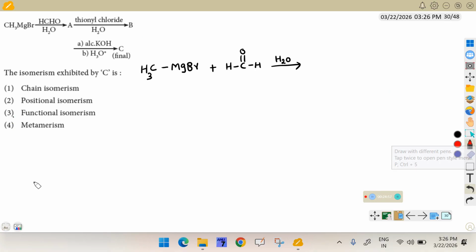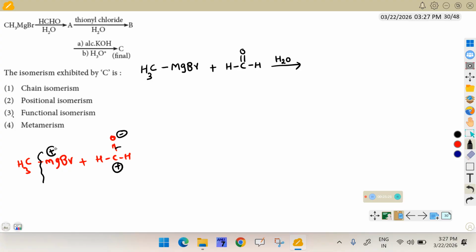A Grignard reagent reacts with formaldehyde, then it gives an alcohol. How? Take the Grignard reagent CH3MgBr plus HCHO. Break the bond between oxygen and carbon, and break the bond between the alkyl group and magnesium. The alkyl group gets a negative charge.